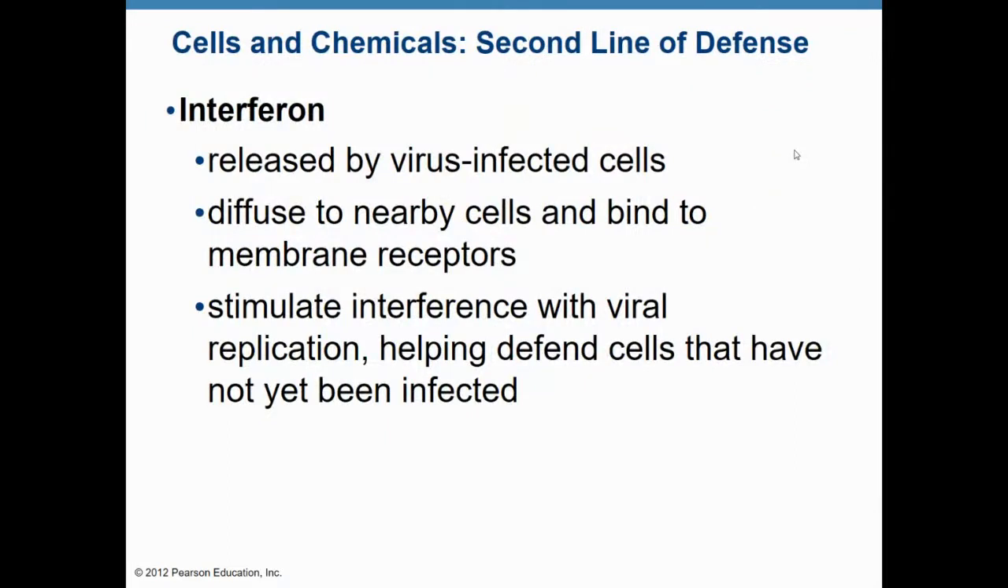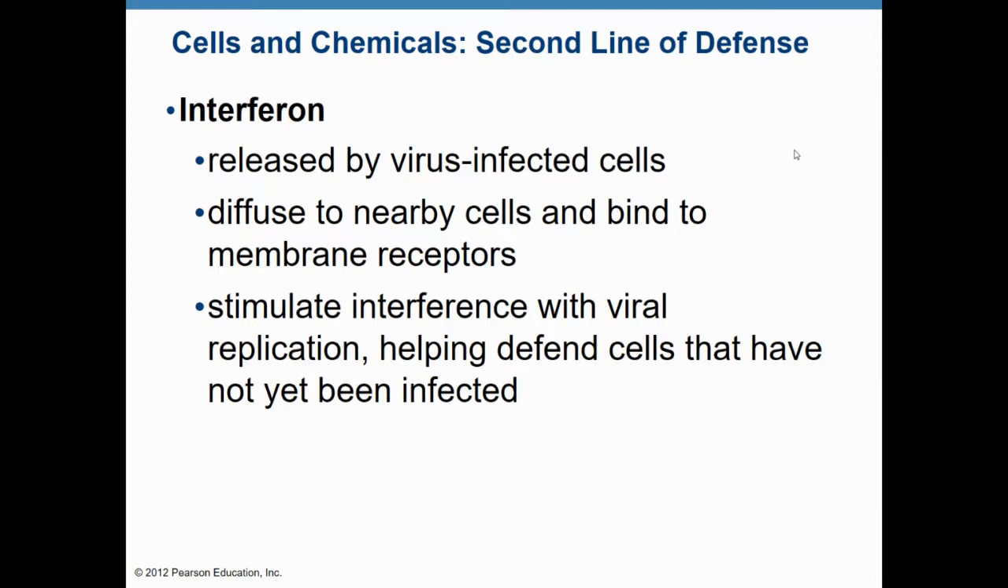You have this massive influx of water, and it causes the cell to pop. And then our second antimicrobial protein is called interferon. And interferon is going to be released by virus-infected cells. So viruses can't replicate on their own, right? They inject their genetic material into a host cell, and the host cell is going to act like an assembly line, right? It'll produce hundreds of copies of the viral genetic material and the viral proteins.